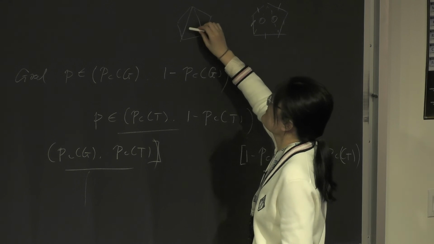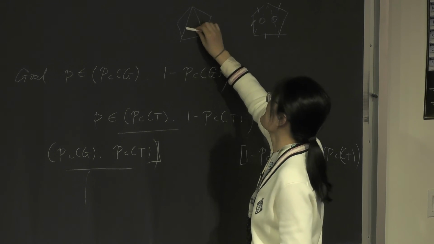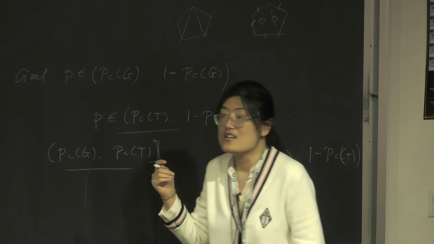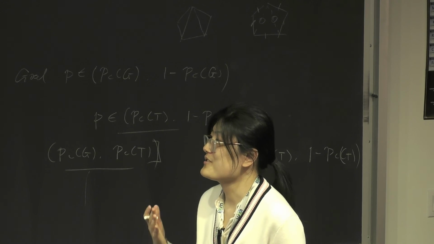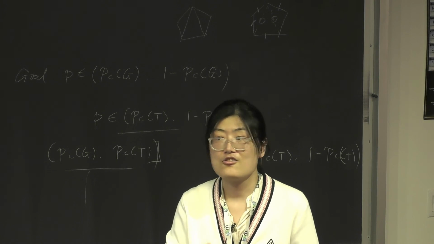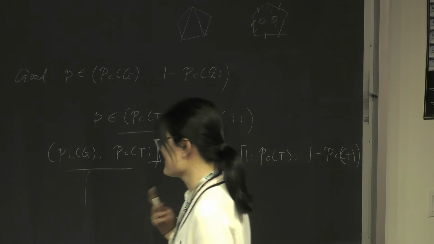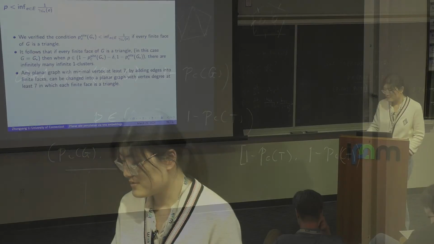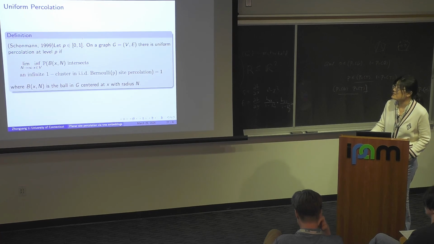So this is indeed a percolation model with higher P. This is the percolation model with lower P. It is known that if a percolation model with higher P has infinitely many infinite clusters, then the percolation model with lower P also has infinitely many infinite clusters. This is by a uniform percolation argument, again by Schramm.